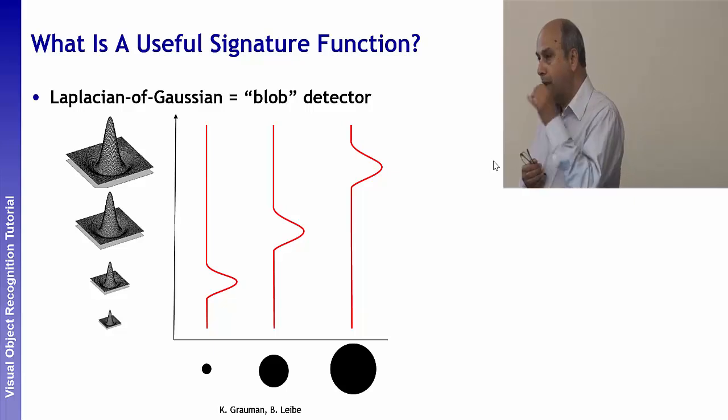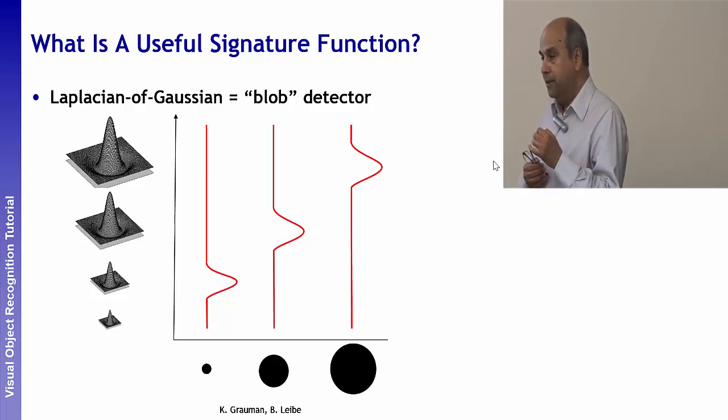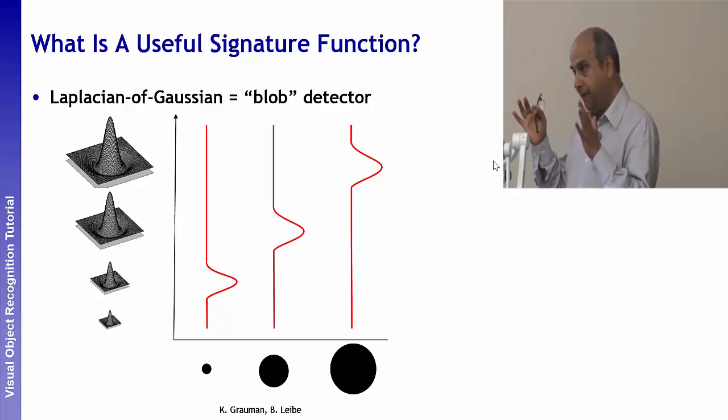So we are looking at the maximum. It's not an edge. An edge is a zero crossing, so that's very different.